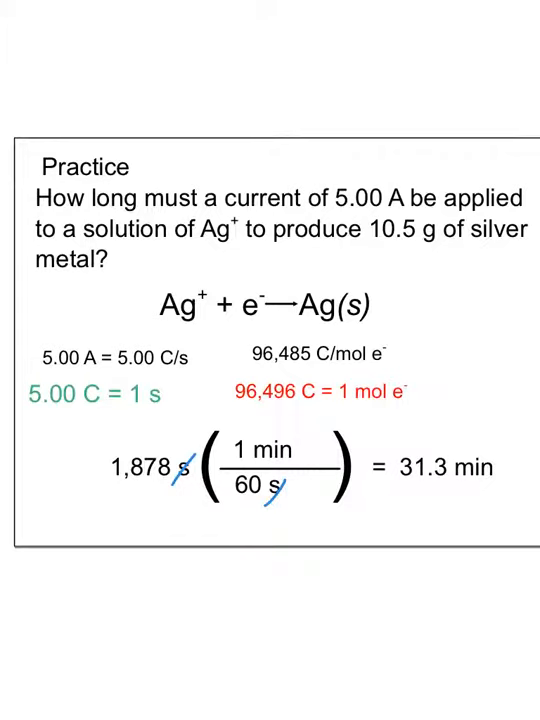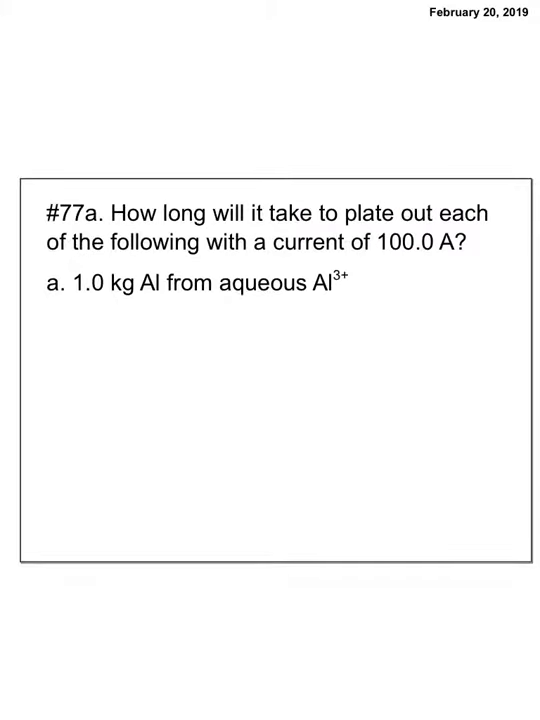So what this tells me, this is my final answer, it takes 31.3 minutes with a current of 5 amps to plate out from this solution. So if I run 5 amps through this solution of Ag+, I will make, after 31.3 minutes, 10.5 grams of silver. Alright, I want you to try this one, and then I'm going to put the answer up. But here's what it says.